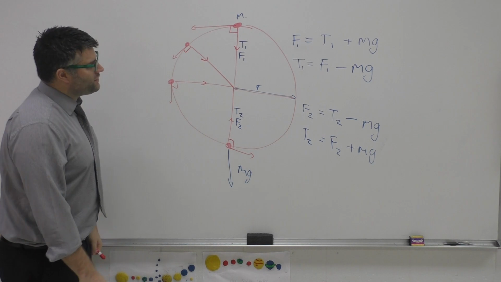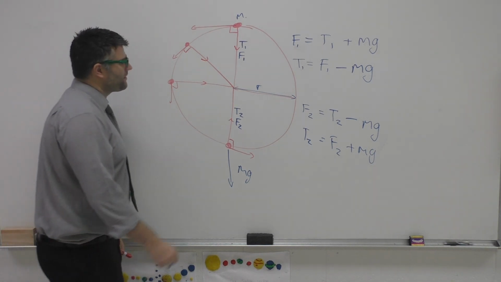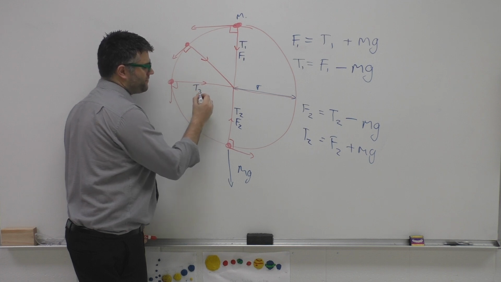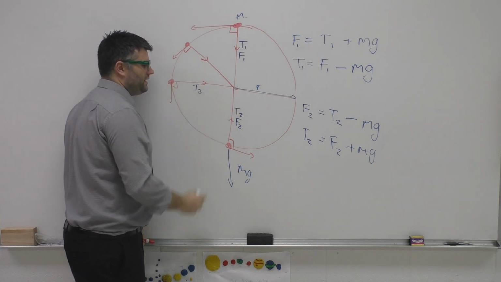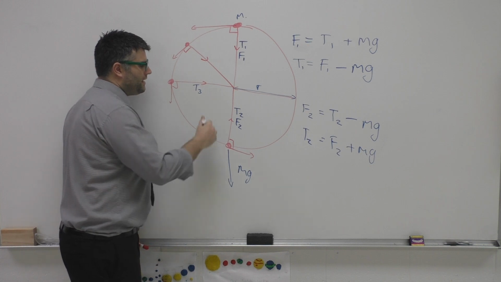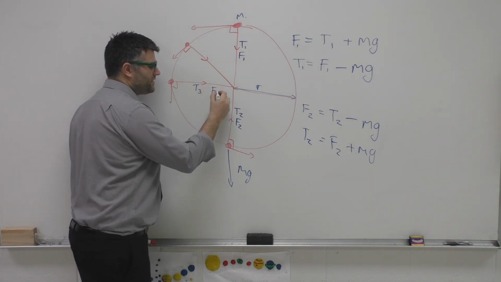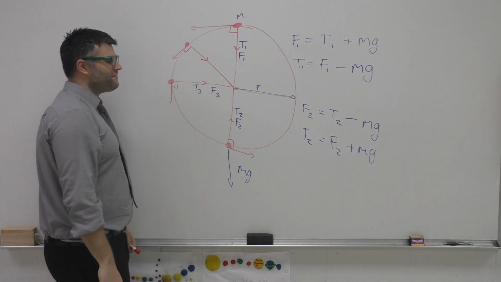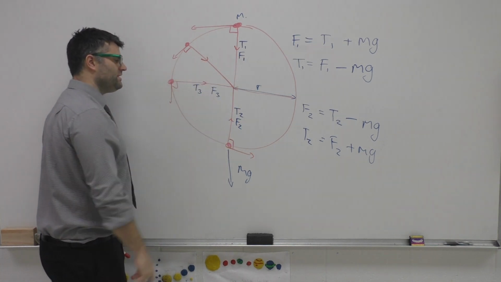Okay, so let's have a look at the other two situations here. Now this is a really interesting one. Let's call this T3. So we've got a tension here, and we've got our centripetal force. Remember, F3, F1, F2, they're all the same value, but our tensions are going to be different.